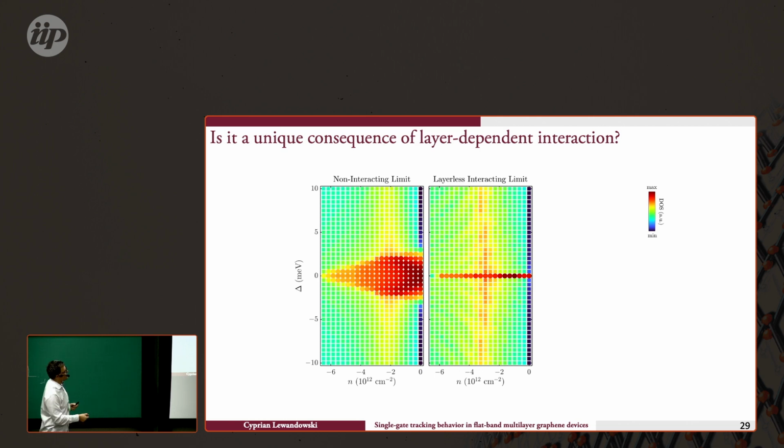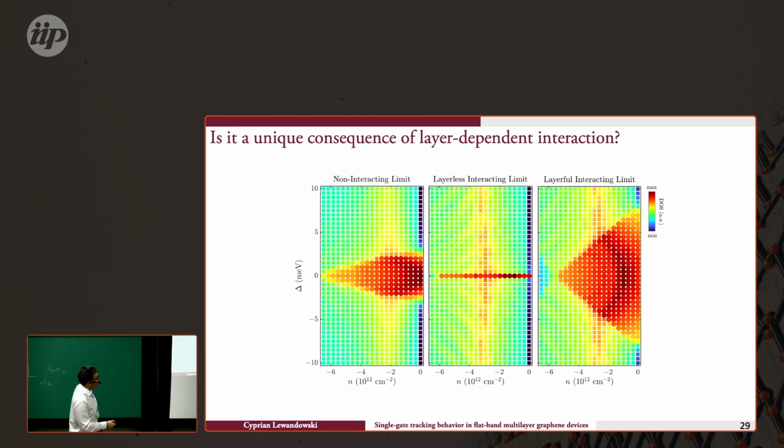So the point is that the layer independent interaction, I would say, artificially inflates the region of displacement fields over which you would expect to see an isolated flat band. Okay. And now if I add the layer dependent interaction, then I further increase this region, as well as I recover these regions of straight lines, which give rise to the gate tracking.